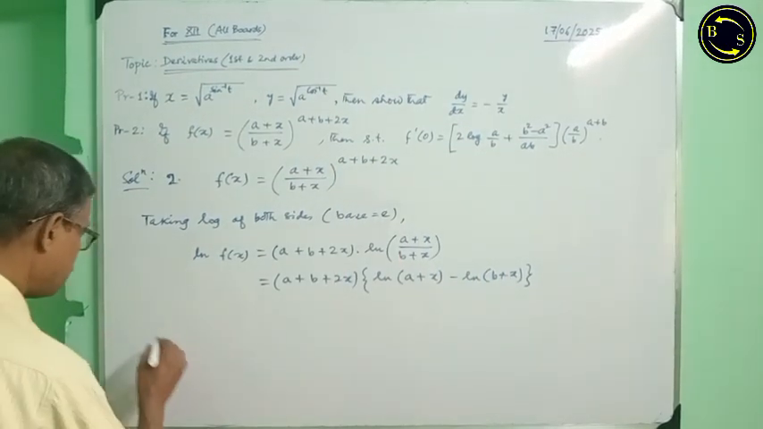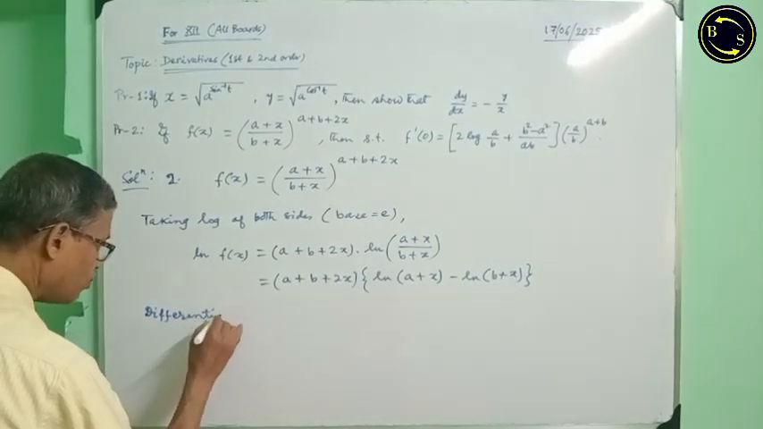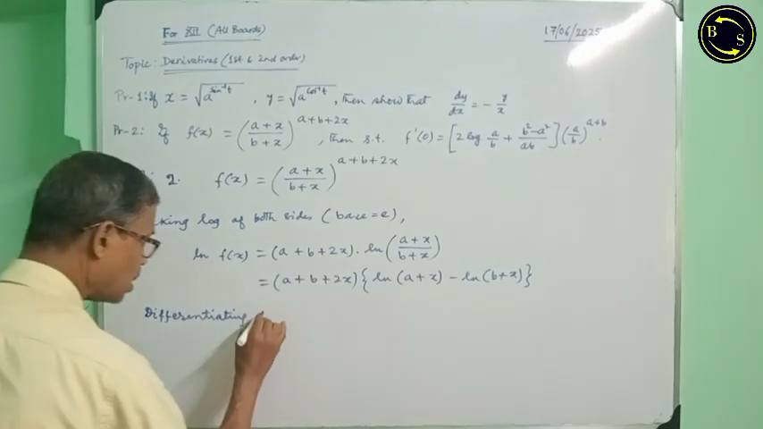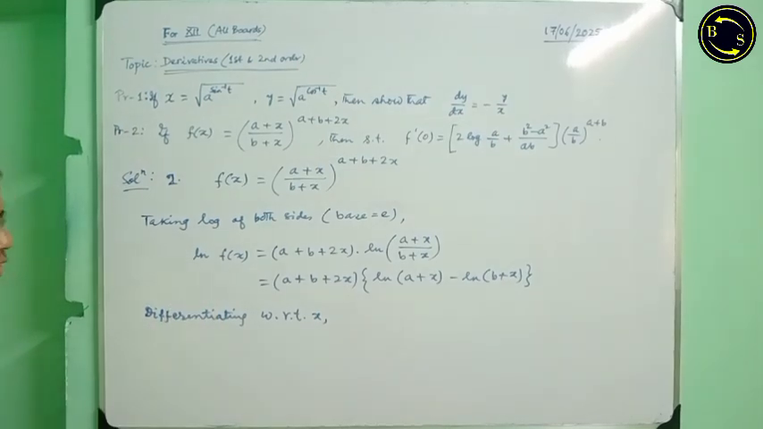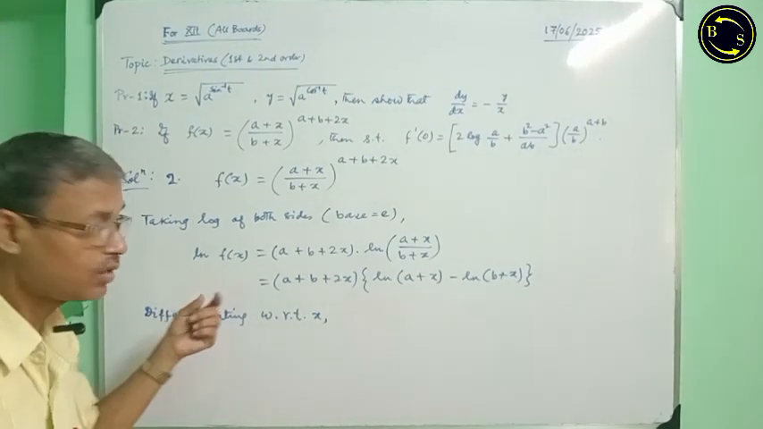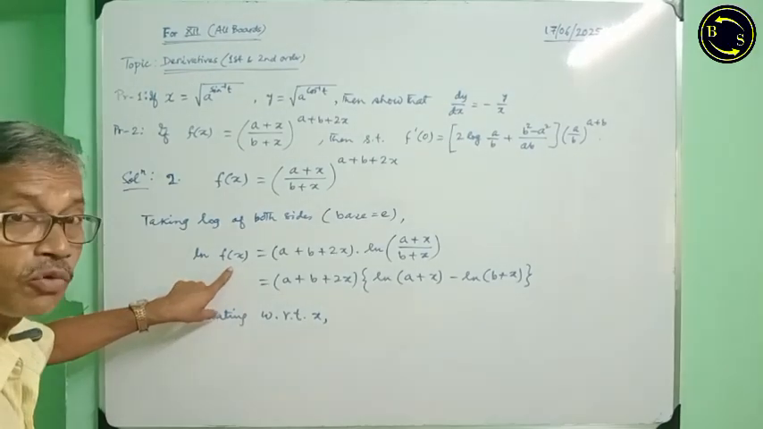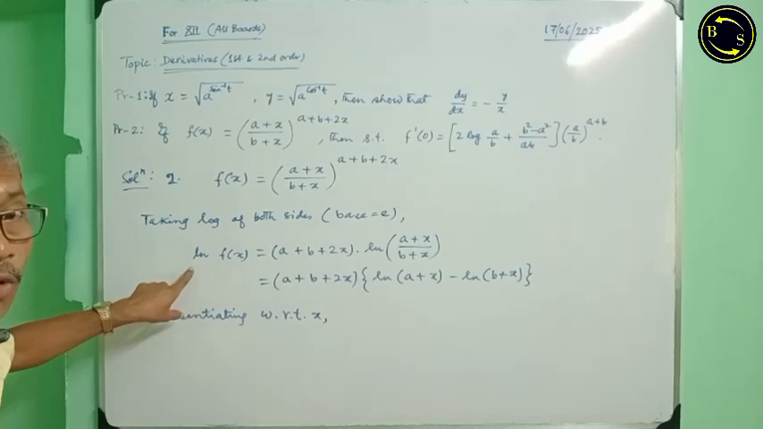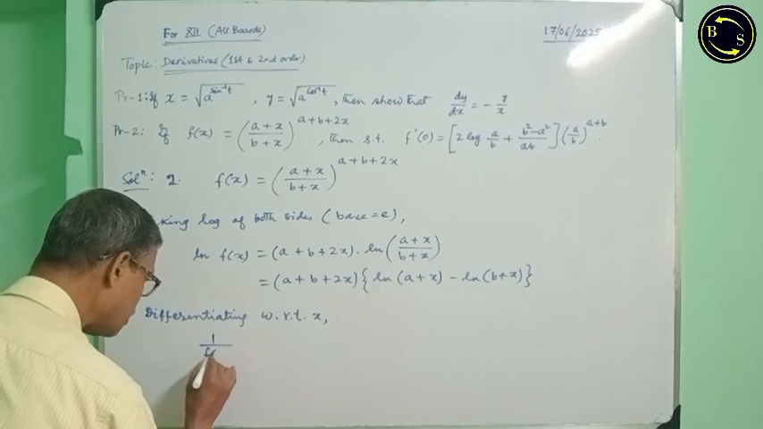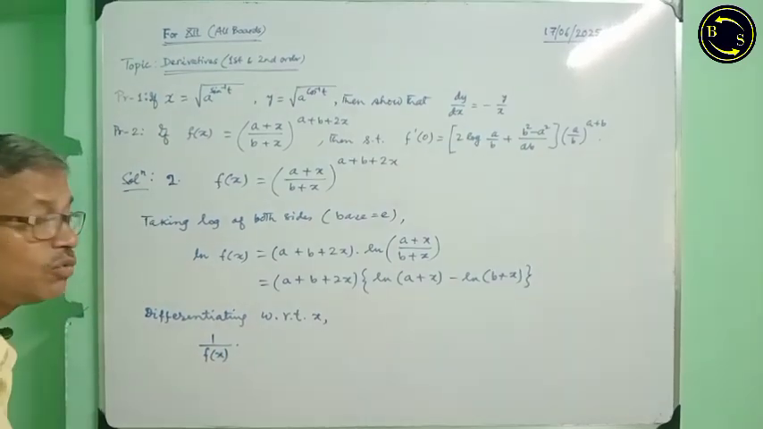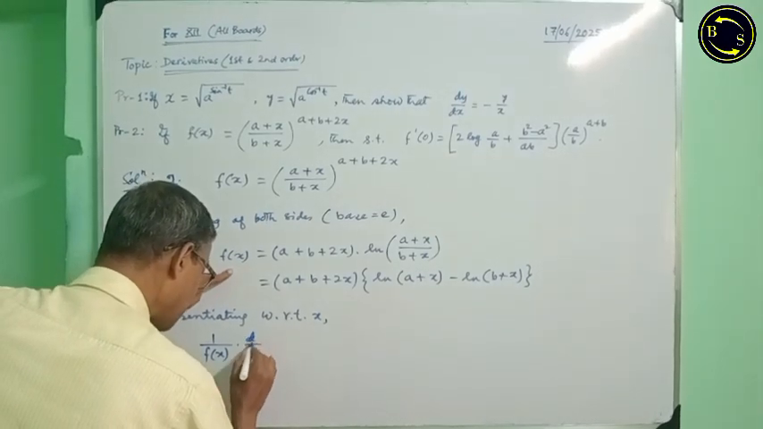Now we differentiate with respect to x. Left hand side is log f(x). We have to apply the chain rule. First of all, we think f(x) as u, that means log u. Derivative of log u with respect to u will be 1 by u, that means 1 by f(x) into du dx, that means derivative of f(x), d dx of f(x). Let me write once.